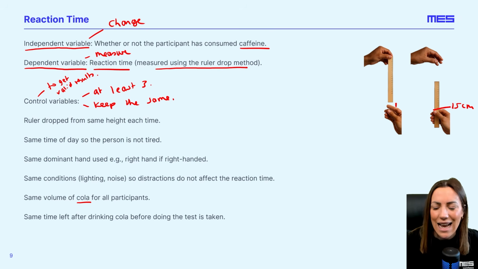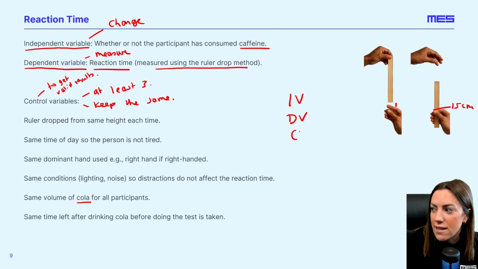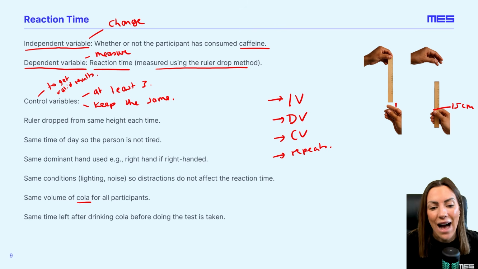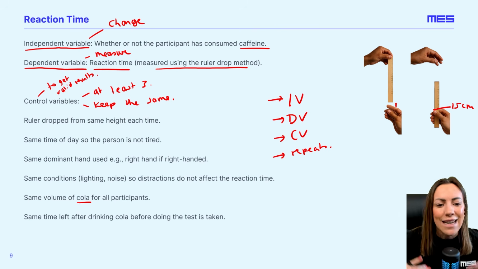So make sure you highlight at least 3 control variables if planning this practical, and to be honest, for any practical. I always tell my students to think about IV, DV, CV, repeats. So what are you going to change and how? What are you going to measure and how? 3 things you're going to keep the same or control, and make sure you have at least 3 repeats. But obviously, if you're using people, you want as many people as possible, and maybe repeat 3 times with each person, so you've got plenty of data to make sure it's reliable.